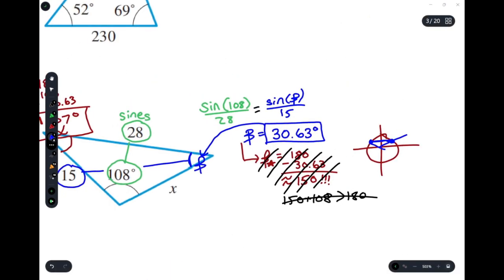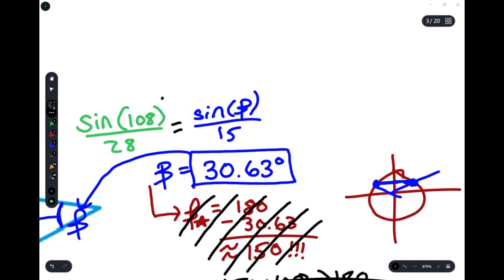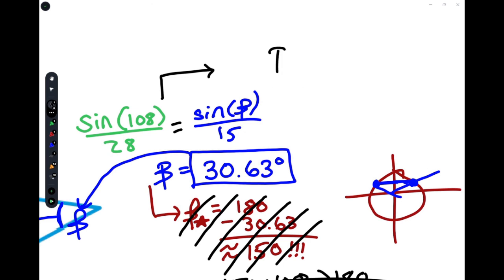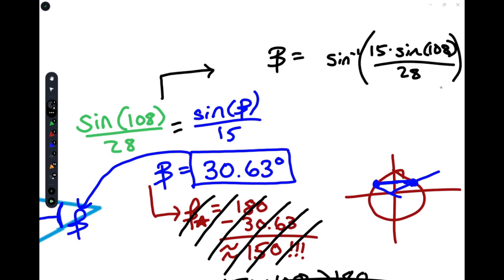So you're going to get 15 sine, hang on, over 28. Yep. So to get beta, we should be arc sine of 15 times sine 108 over 28. If you want to go one at a time moving stuff, 15 gets moved first, then arc sine.